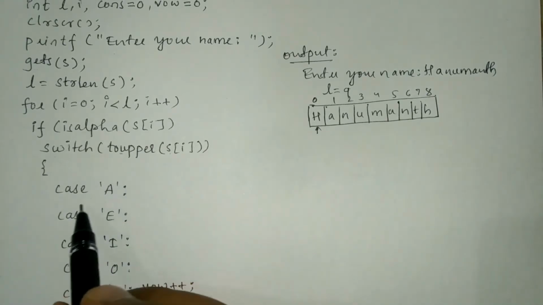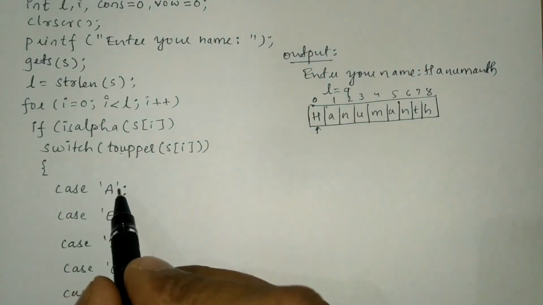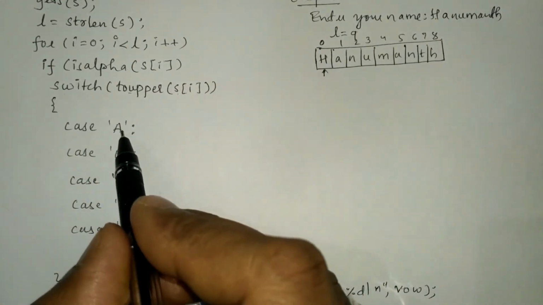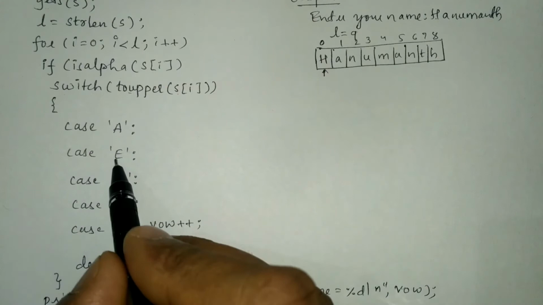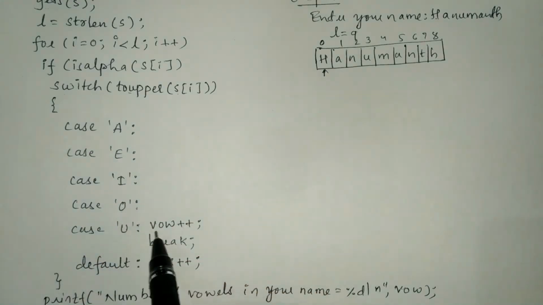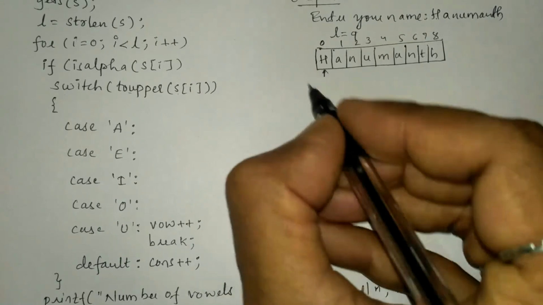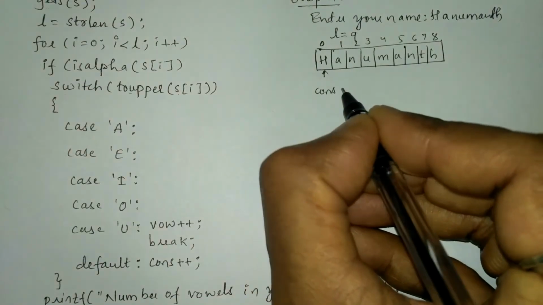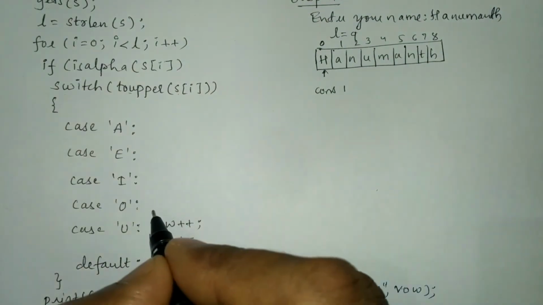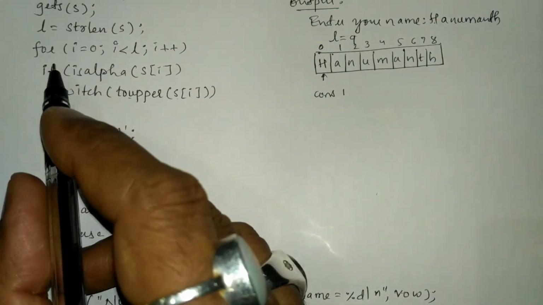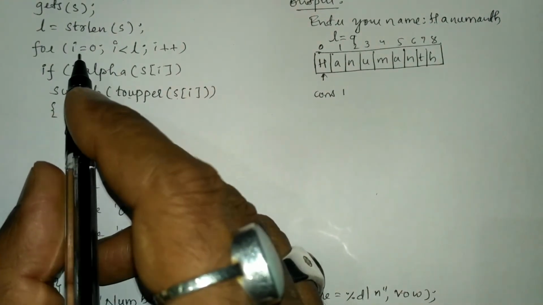So here H is not matching with any of the case labels. Here H is not matching with A, E, I, O, U. Hence this vowels plus plus will not execute. What will happen? The default, consonant plus plus. So here consonant value will become 1. So again control transfers to for loop by incrementing the value of i by 1.